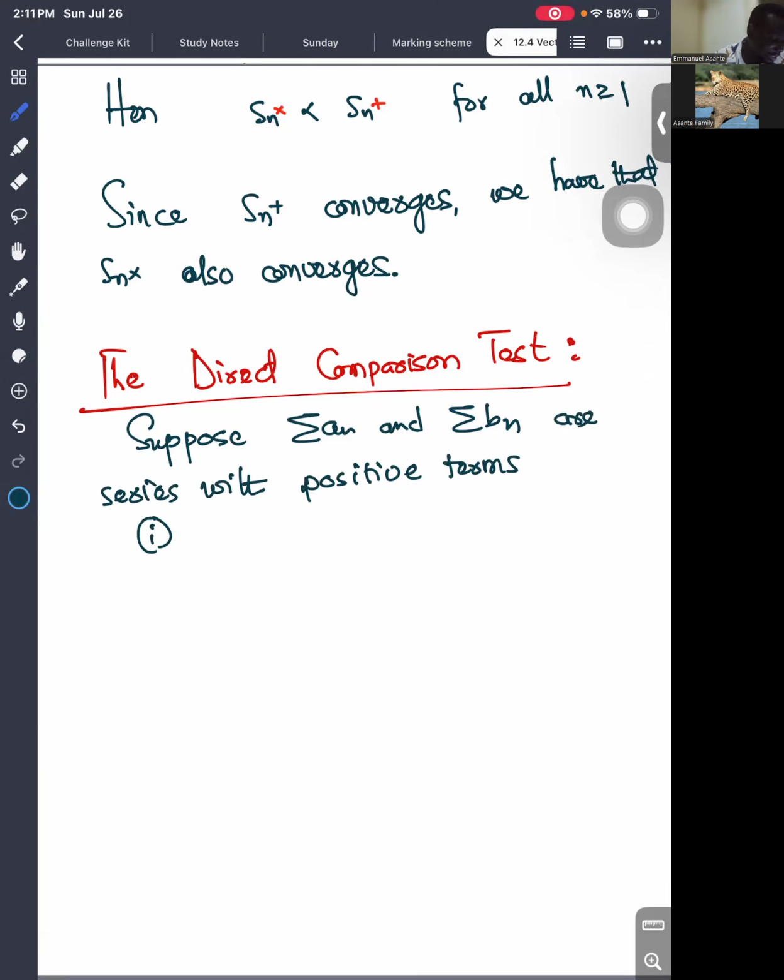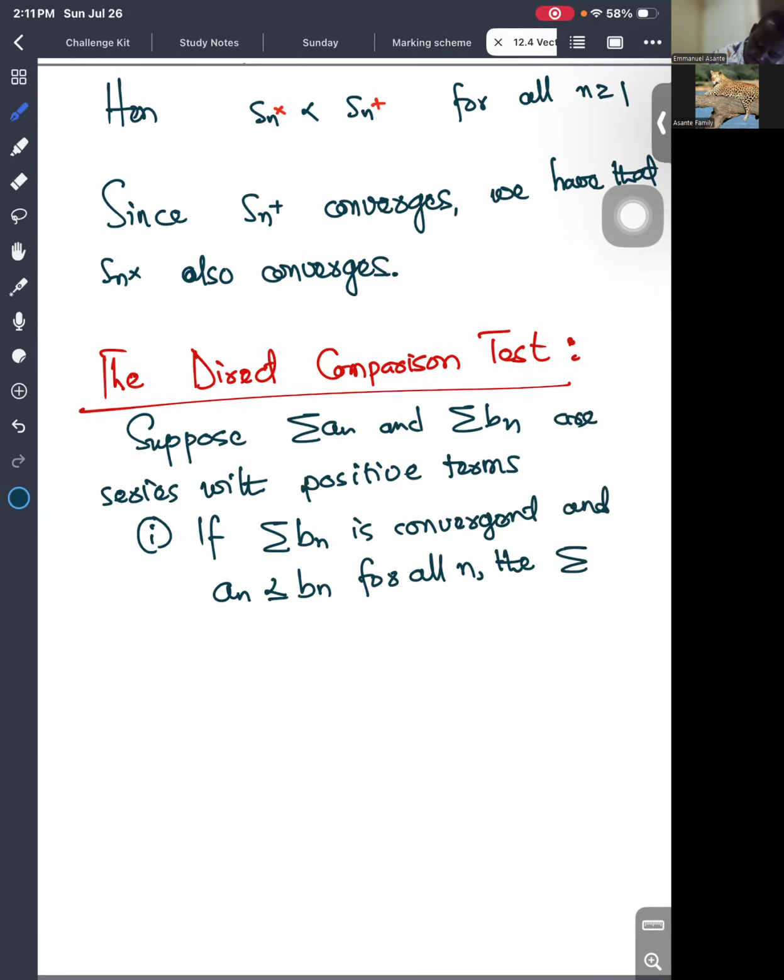The first statement is the one we just illustrated with our example above. It says that if the sum of b_n is convergent and you have that a_n is less than or equal to b_n for all n, then the sum of a_n must converge as well.